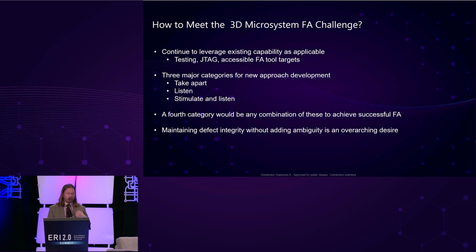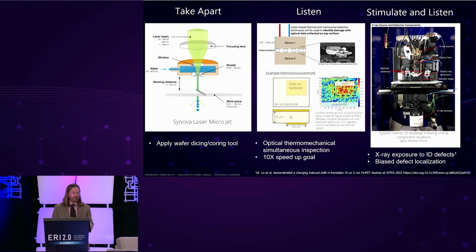So the first one I'll call take apart, meaning disassemble portions of the system. The next we'll call listen. This is like sense something about the potential defect. And the last is to both stimulate and listen, meaning apply some stimulus and then detect a response. Of course, you can imagine a combination of these might constitute a fourth category. So the goal here is to maintain the integrity of the defect. You don't want to add ambiguity in your measurement, but you do want to be able to do the failure analysis task at hand. So let's talk about a couple of examples.